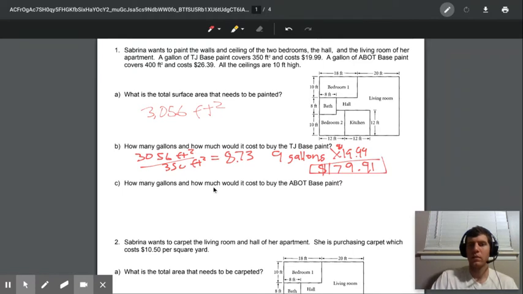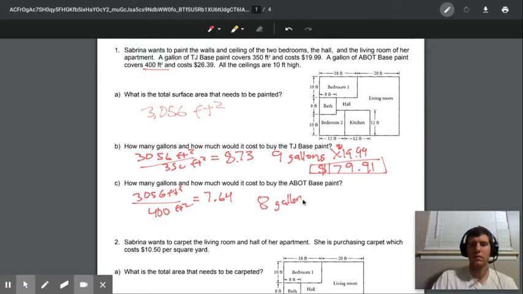Okay, how many gallons and how much would it cost to buy the ABOT base paint? So that's every gallon covers 400 square feet. So we're going to do 3,056, that's the total area we need to cover, divided by the area covered by each gallon, which is 400 feet squared. So 3,056 divided by 400 feet squared is going to give us 7.64. And again, we can't buy 7.64 gallons, so we're going to have to buy 8 gallons.